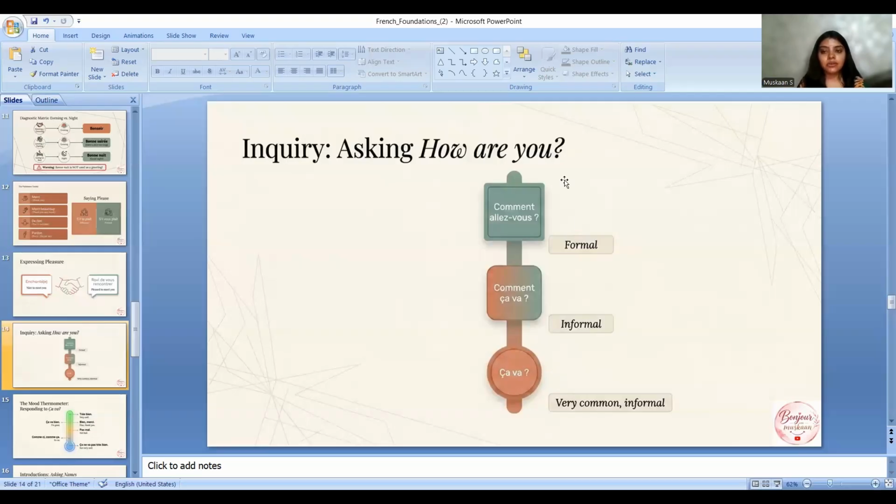So how do you say how are you in the formal way? "Comment allez-vous." Informal way, "comment ça va." And the very common or informal way, "ça va."